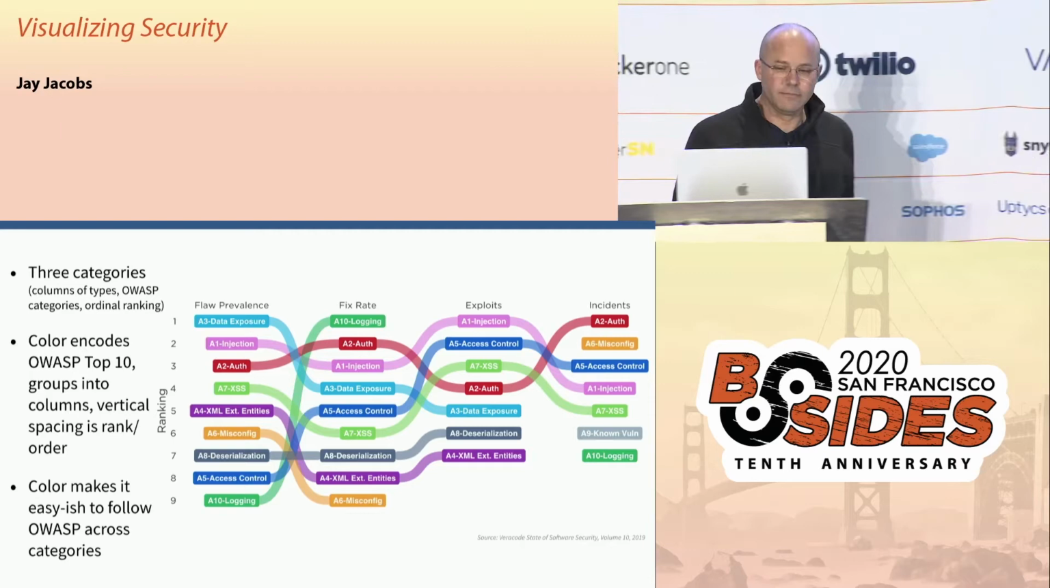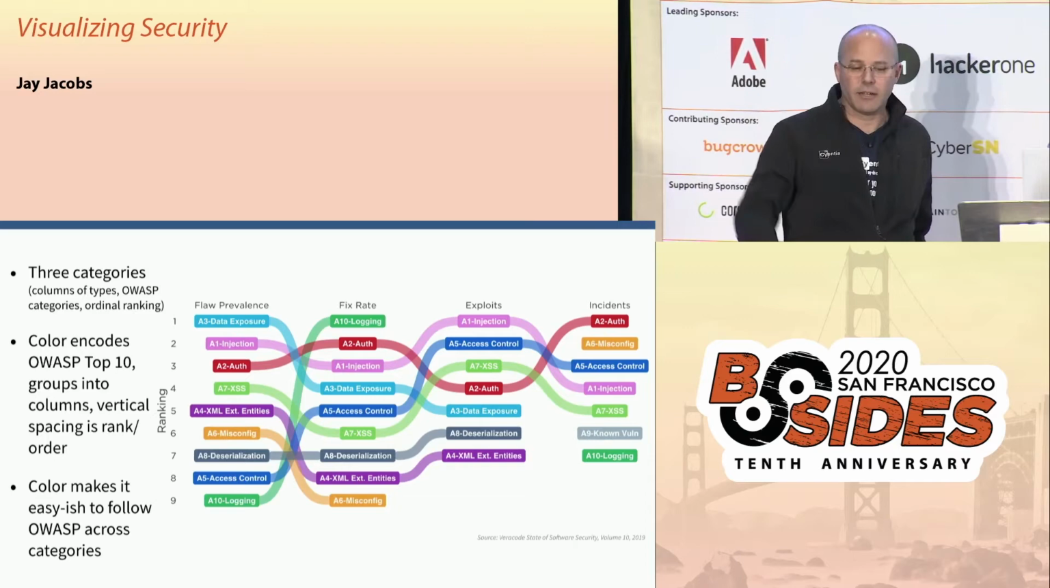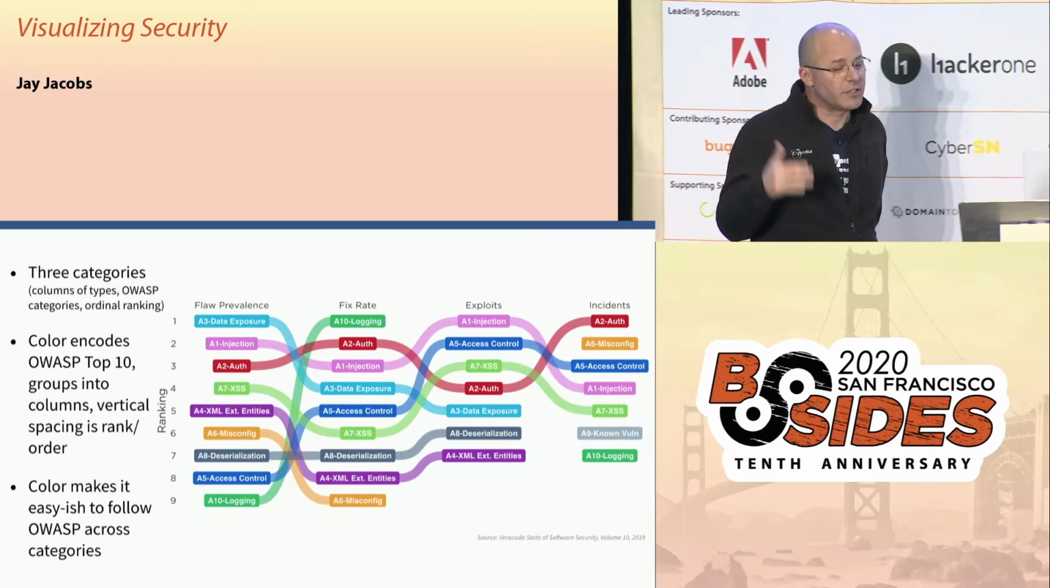And then with the Veracode data, we're able to also look at the fix rate, how fast developers are going after these types of things. And you can see some shifts going on there. You can see that logging jumped from the bottom to the top, but it's super hard when you're doing code scanning to detect a lack of logging.